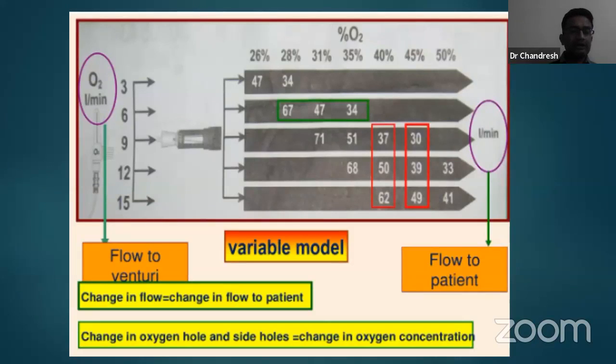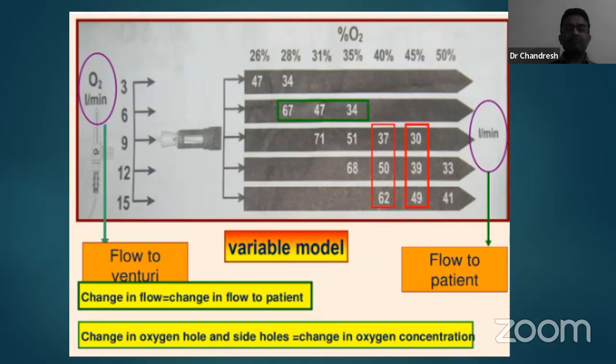Let's look at this device. This is an adjustable variable device. Here you can set the flow of 3, 6, 9, 12, or 15 liters. And depending on that, you might be giving a different flow rate. So with the same 3-liter flow, the patient might be getting 47 liters per minute because of the Venturi effect.